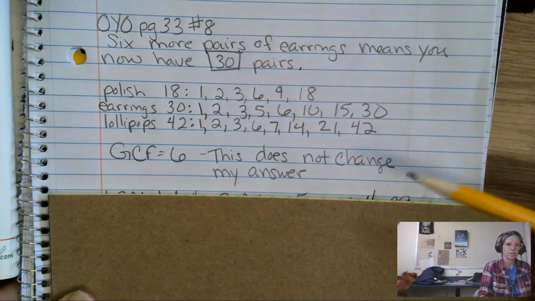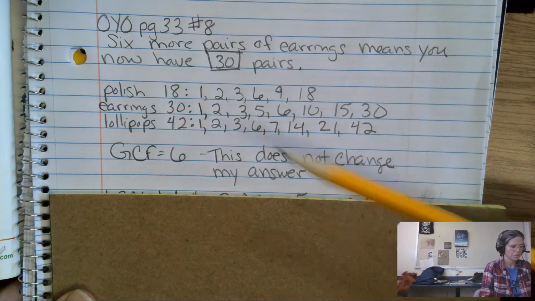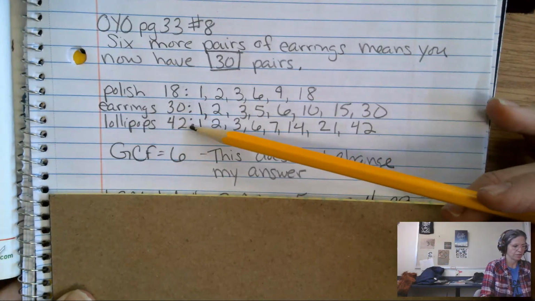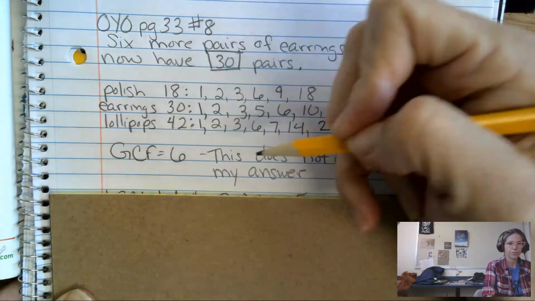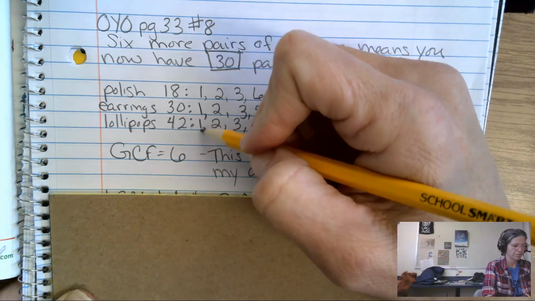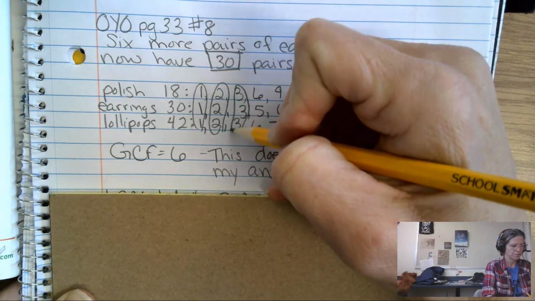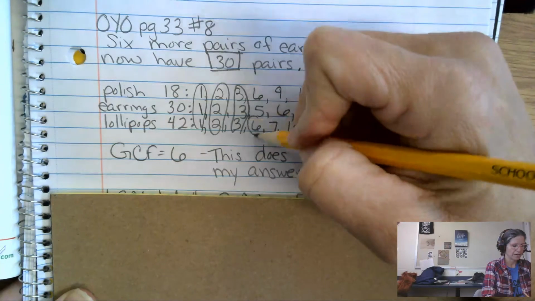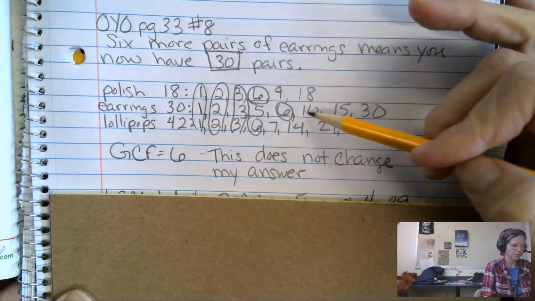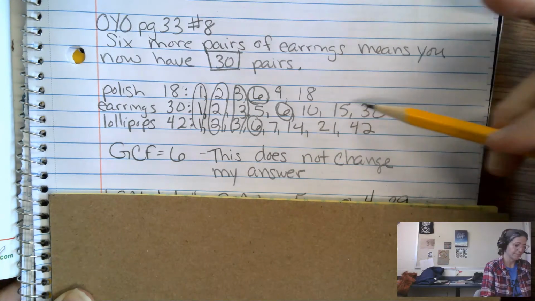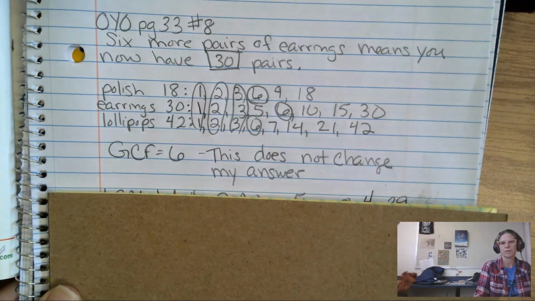All right, so on your own, page 33, number 8, you have 6 more pairs of earrings, which means you have 30 pairs. Here are my 3 target numbers, 18, 30, and 42. Looking for my greatest common factor, again, I have all these 1s in common, 2s in common, 3s in common, and again, I have 6s in common. 30 was the only number that I changed, and I don't have 9s or 18s, anything else in common. So my greatest common factor is still 6. It does not change my answer.